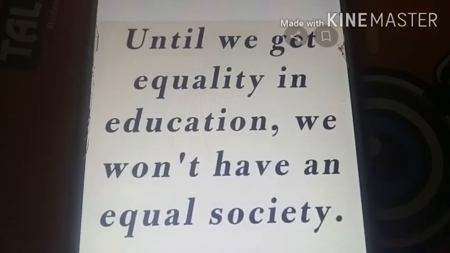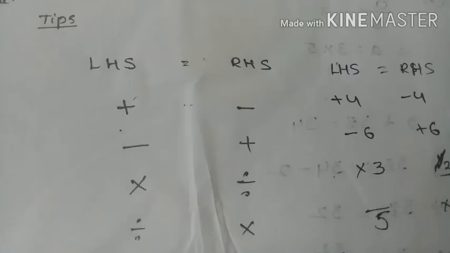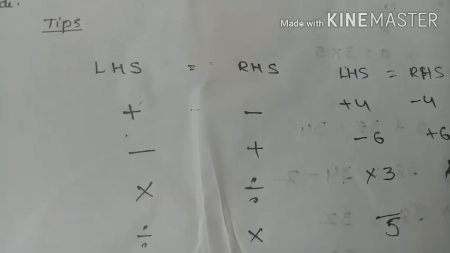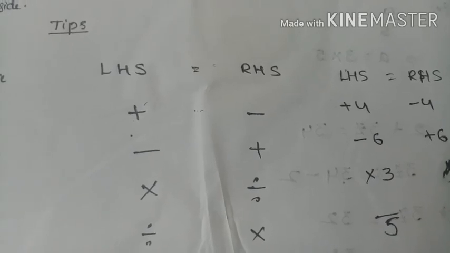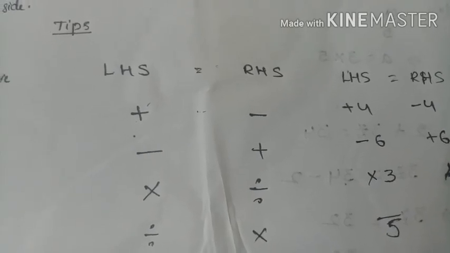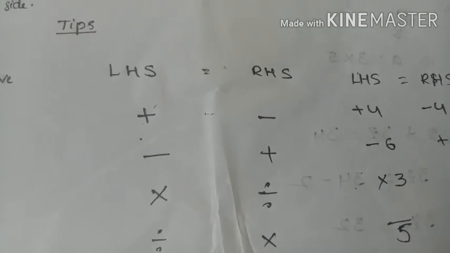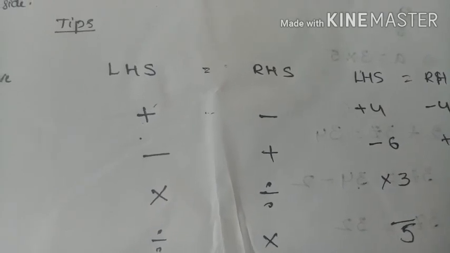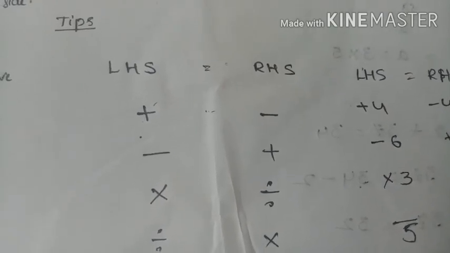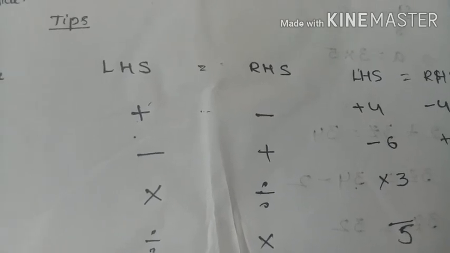There are some tips to find the solutions. Okay, let's go. Some tips to solve the linear equation. First of all, whatever the equation, we should collect all the variables on one side and constants on the other side. That means we should keep the variable values on the LHS and constant values on the RHS.